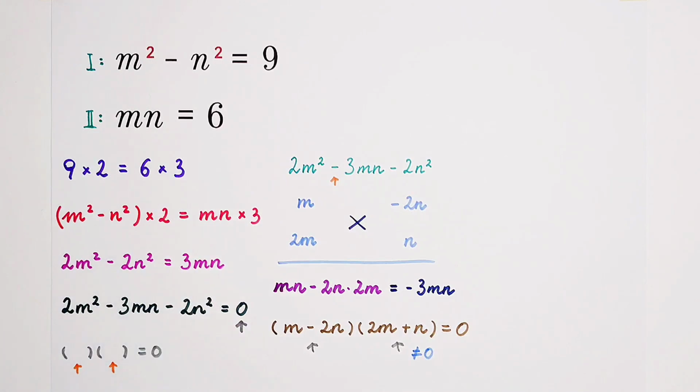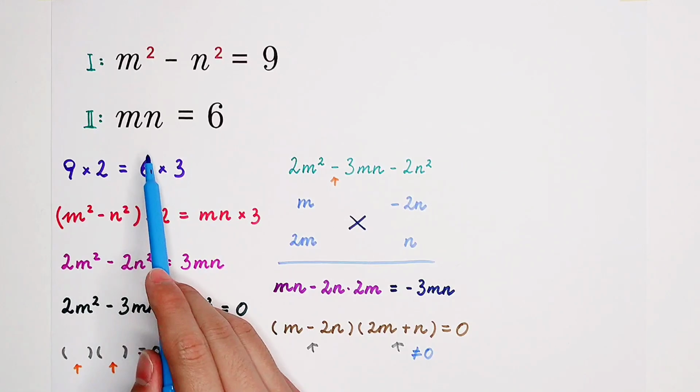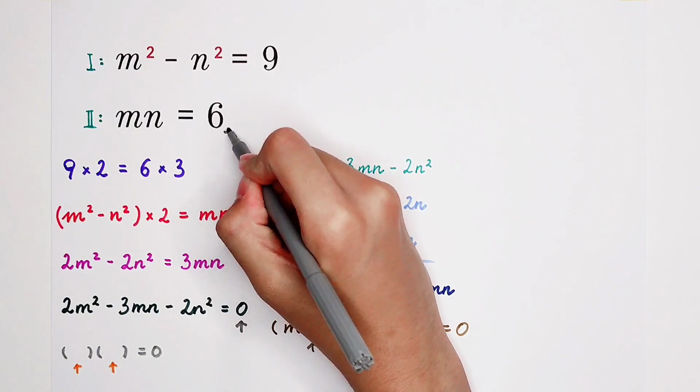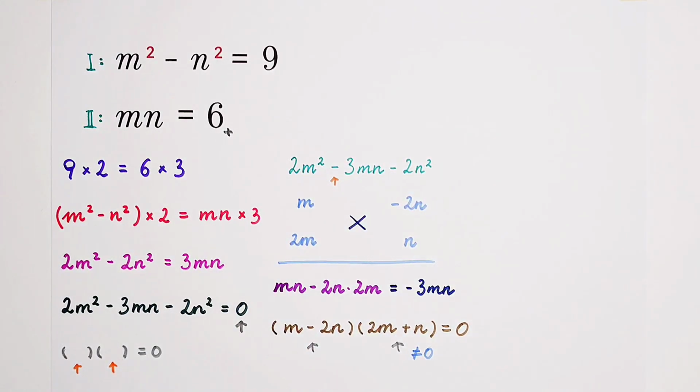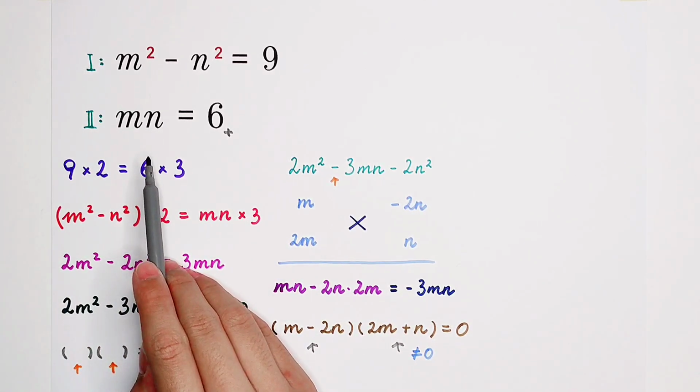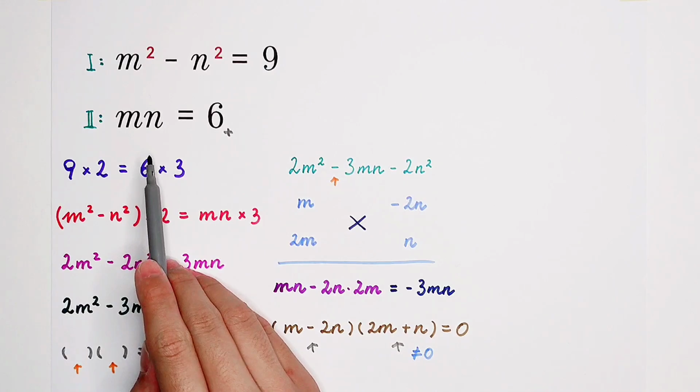Look, the second equation says m times n is equal to 6. We know that 6 is positive. So what does positive mean? A product of two numbers is positive. It means these two numbers are either both positive or both negative. That means m and n are either both positive or both negative.